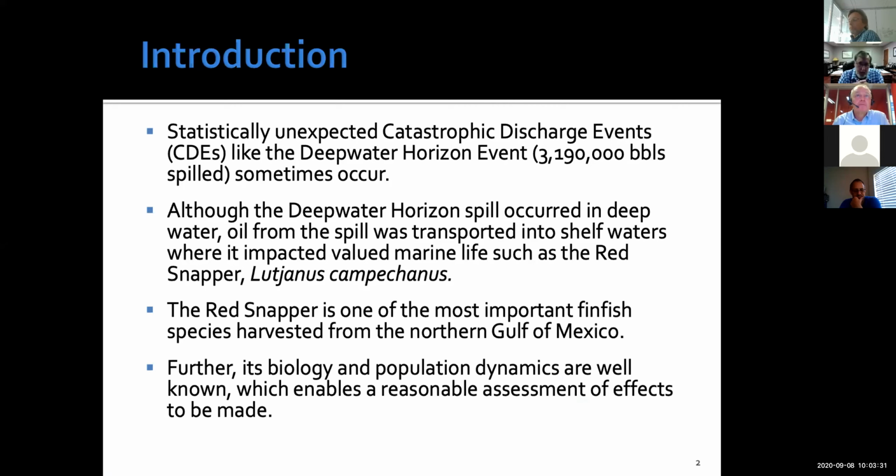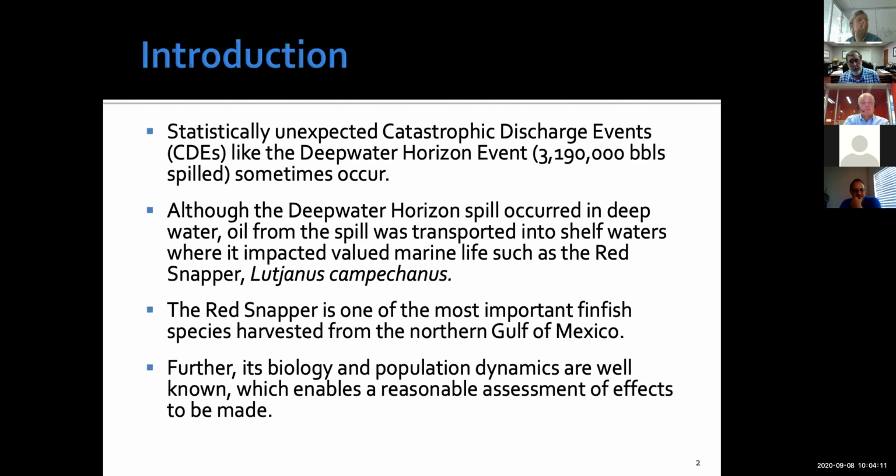Statistically unexpected catastrophic discharge events, according to Boehm, like the Deepwater Horizon event, sometimes occur, even though they're unexpected. And although the Deepwater Horizon spill occurred in deep water, oil from the spill was transported into shelf waters where it impacted valued marine life such as the red snapper, Lutjanus campechanus. And if you're familiar with the Gulf of Mexico, you know that management of this species dominates the issues in the Gulf. The red snapper is one of the most important finfish harvested from the northern Gulf of Mexico. I would say the most important.